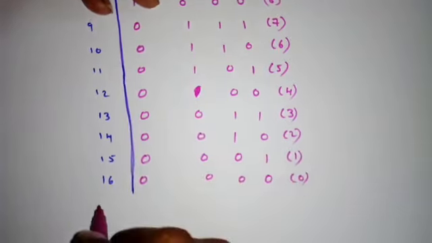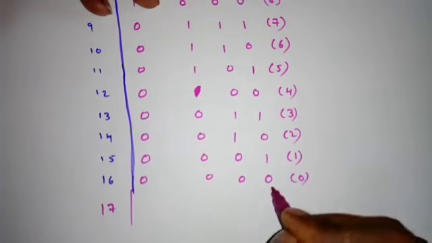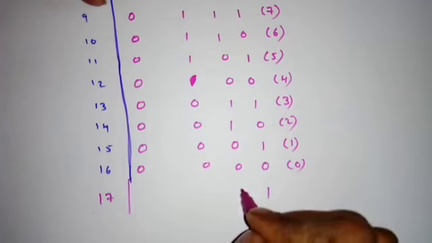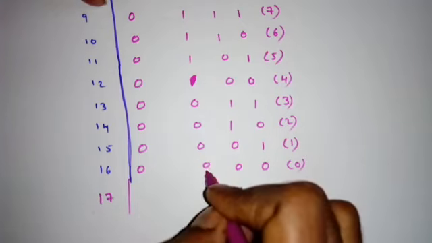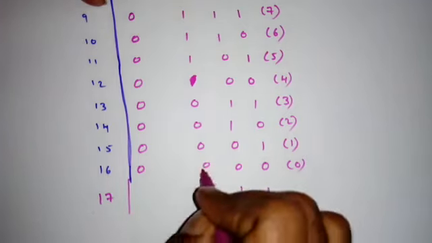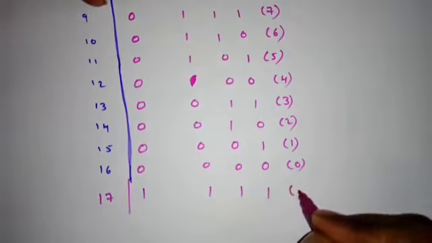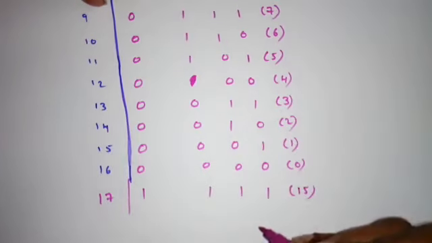What is this? 0. Now if I give one more clock, what will happen? It will change it to 1. So 0 to 1 positive transition. So will it change? Yes. 0 to 1 positive transition. Will it change? Yes. Again 0 to 1 positive transition, so it will also change. Again it is changed to 15 and so on.